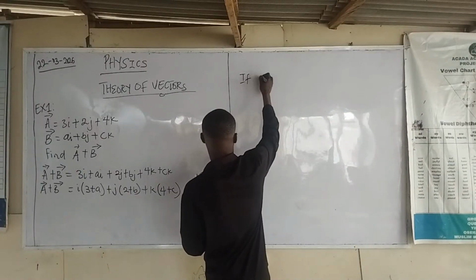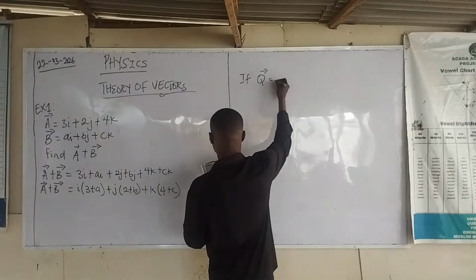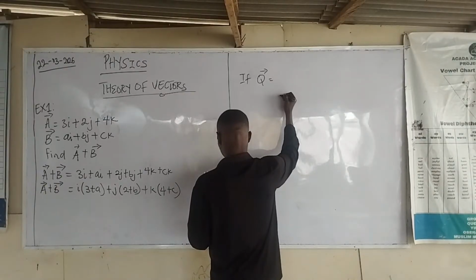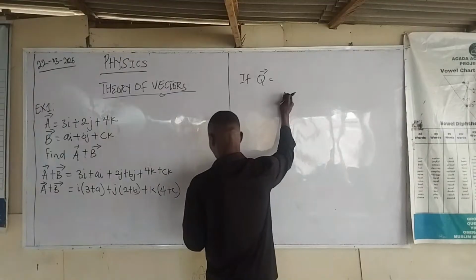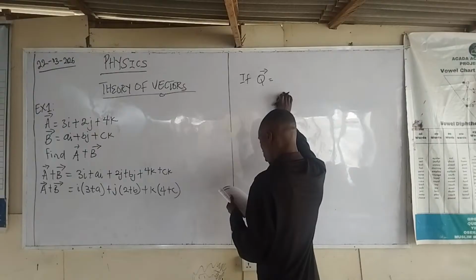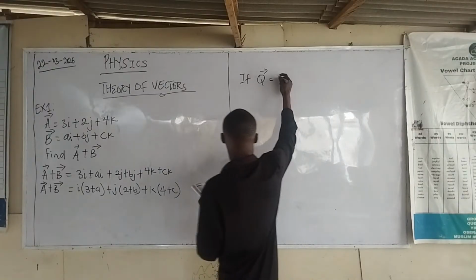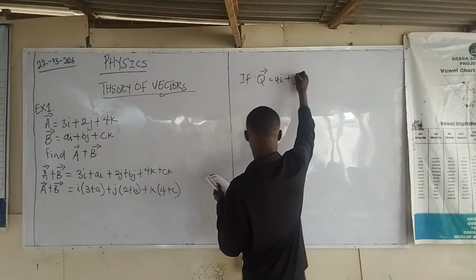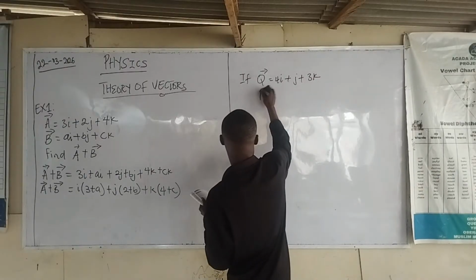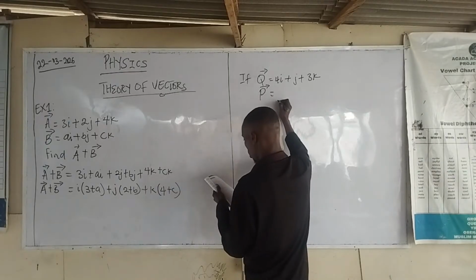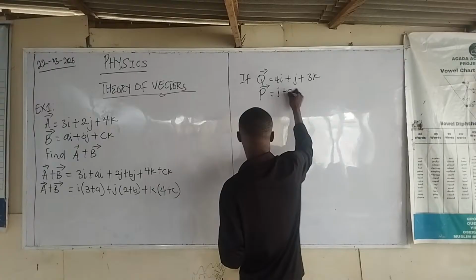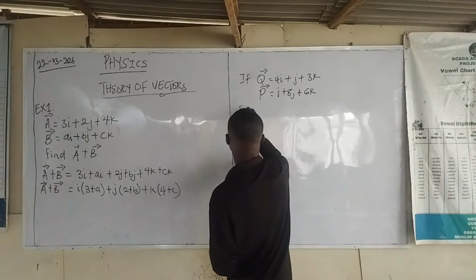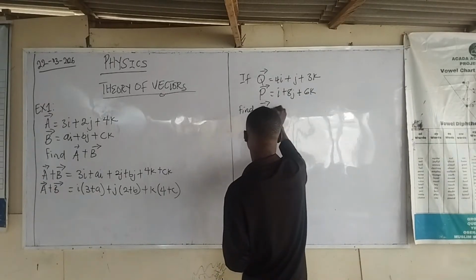If vector Q is equal to 4i plus j plus 3k, and vector P is equal to i plus 8j plus 6k. Find Q plus P.